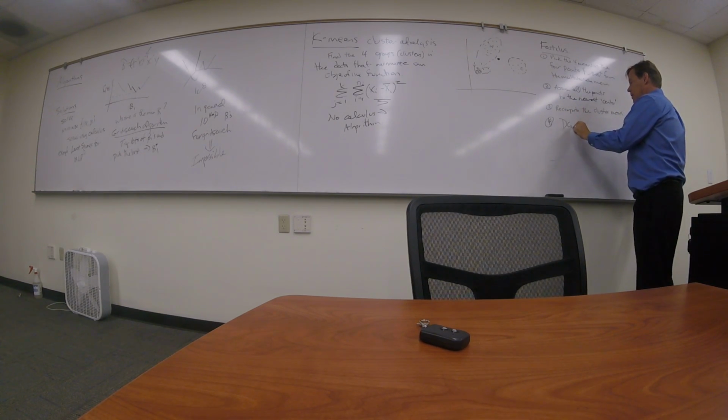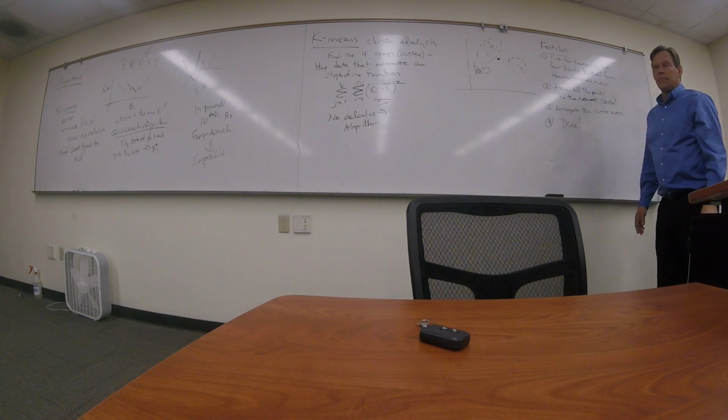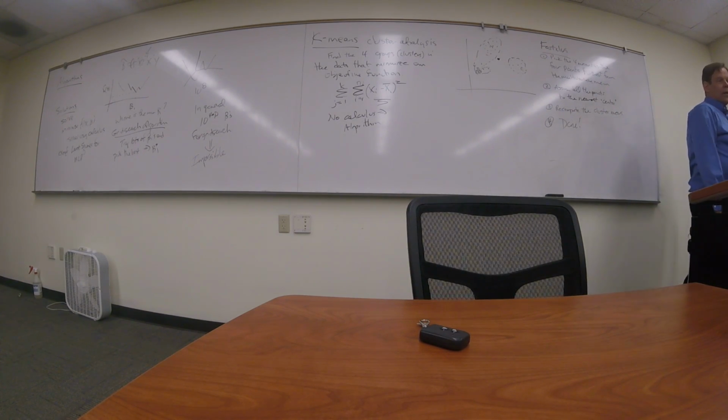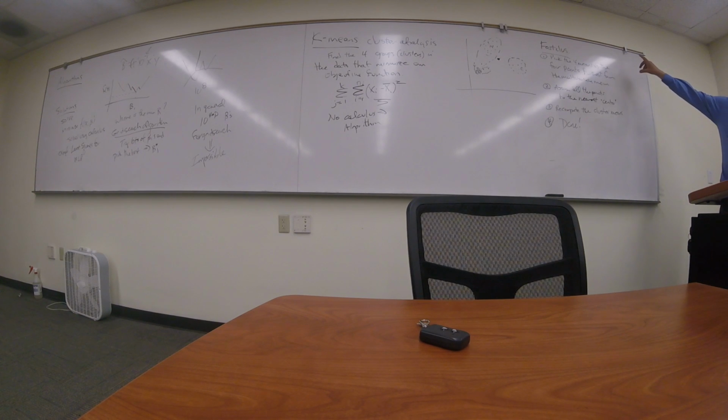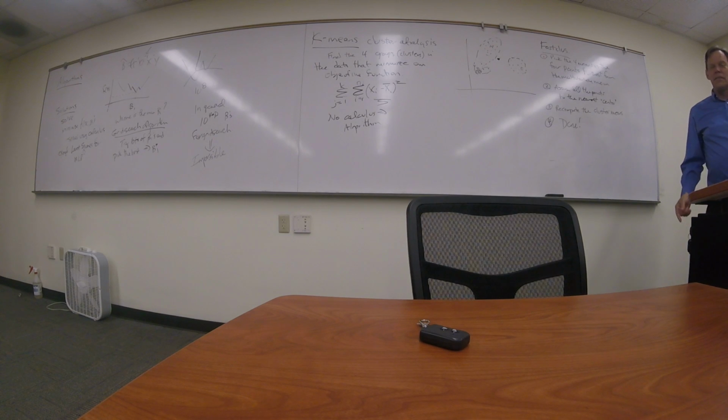Four: you're done. This is why it's called FASTCLUS. It's incredibly fast. It doesn't always get the wrong answer, but in real problems, I don't think I've ever seen it get the right answer. Get anything remotely resembling the right answer. In fake problems, it can get the right answer.